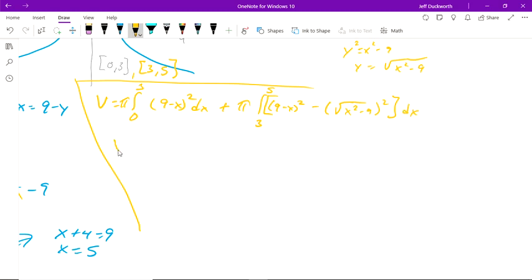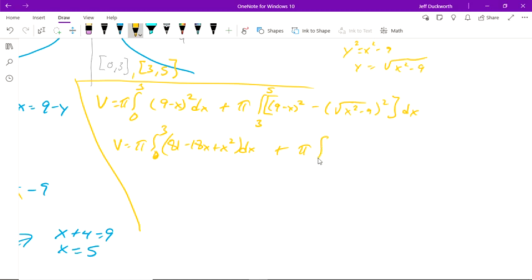So our volume, we can FOIL this out. And what do we have? 81 minus 18x plus x squared. And maybe this would just be easier to do as a complete disk method. Just do the top and subtract that lower part. So take this first one from 0 to 5 and the second one as 3 to 5. But I'm down the rabbit hole, so I'm going to do it this way.